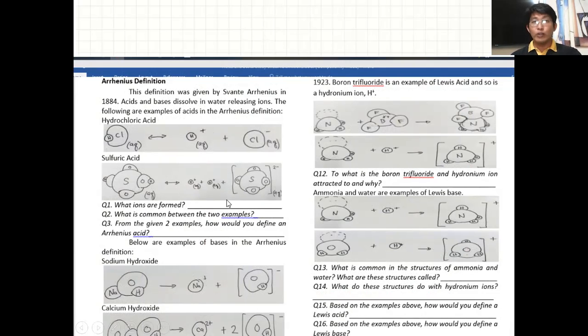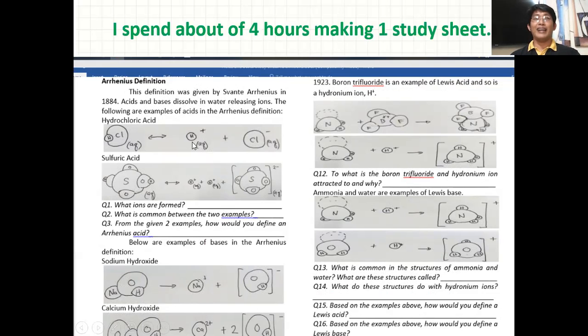So there you go. You can actually derive the definition of what an Arrhenius acid is by looking at the examples, by looking at what's common in these examples. It's the same goes with the definition of an Arrhenius base. So basically, you give them examples, you guide them, you guide their thinking so that they'll understand the lesson. Basically, I spend about 4 hours making one study sheet. It's like, well, if you're used to making your lesson plans, I think you'll be good with making study sheets.